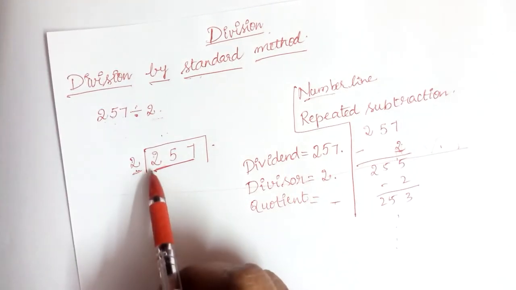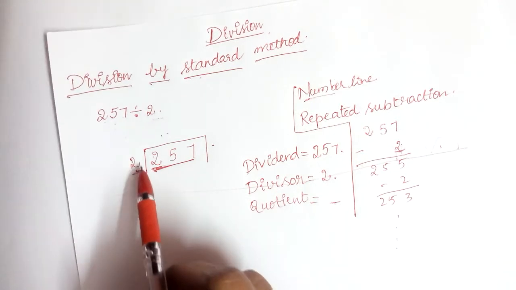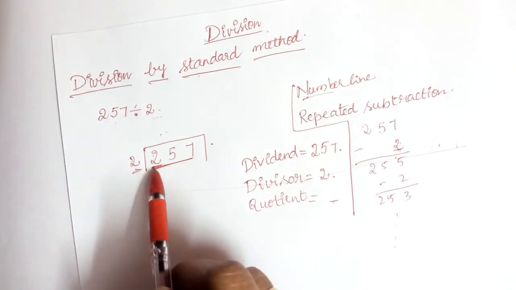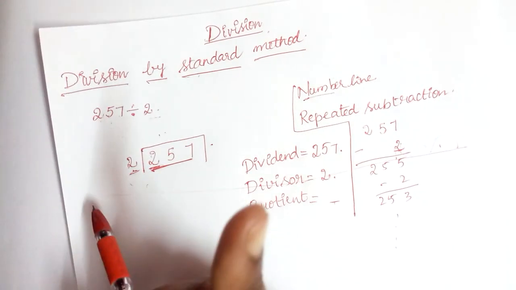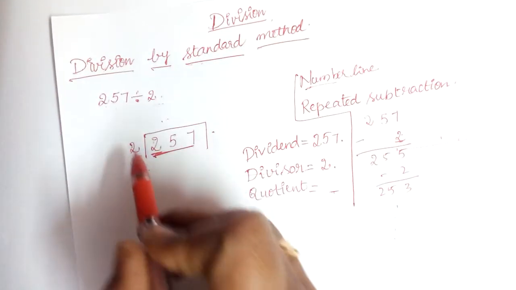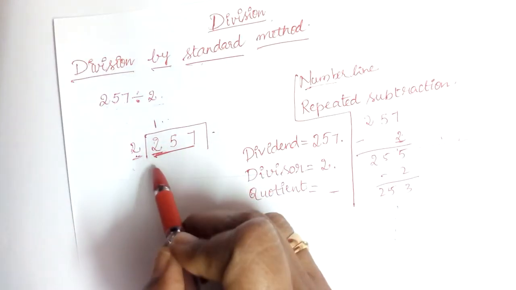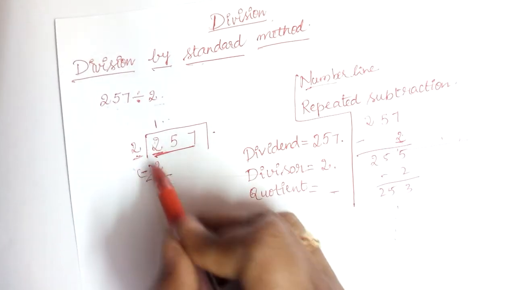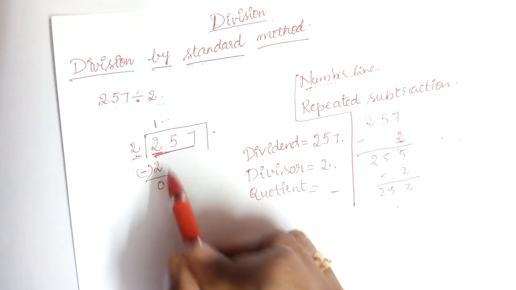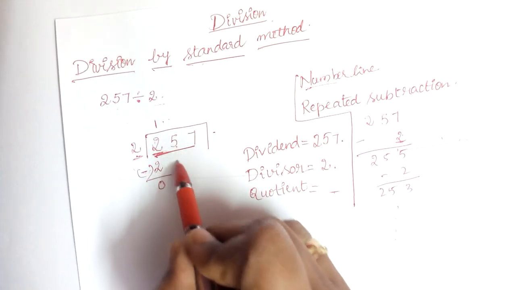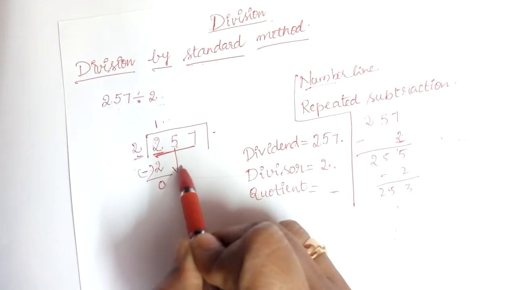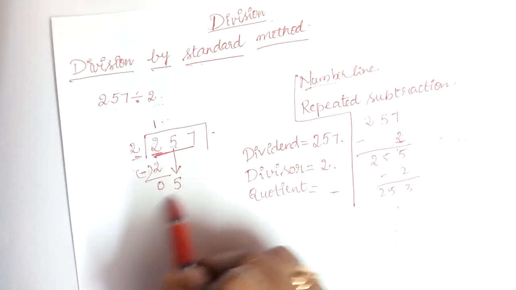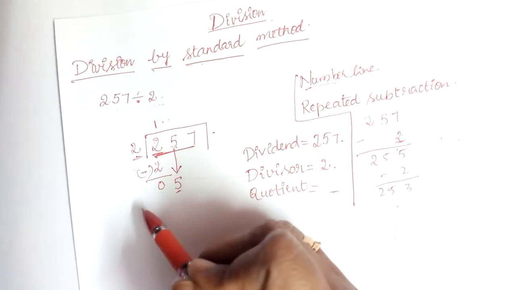So we'll start from left position. 2 ones are 2. Where we get 2 in 2's table? In 1's place. 2 ones are 2. So we'll write that 1 here and we'll write 2. Subtract. 2 minus 2 is 0. So next position, 10's position, this will come down. Now we have to divide this 5 by 2.